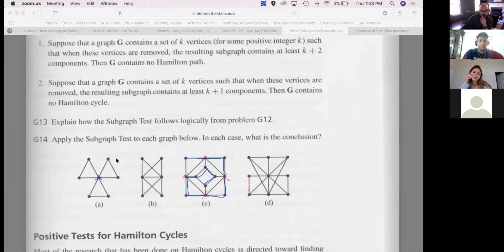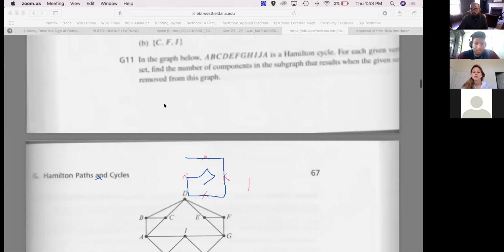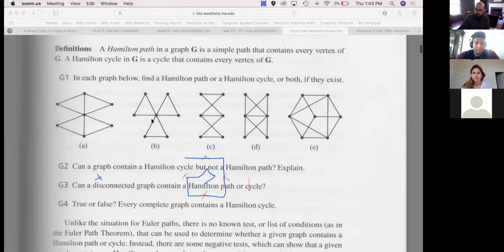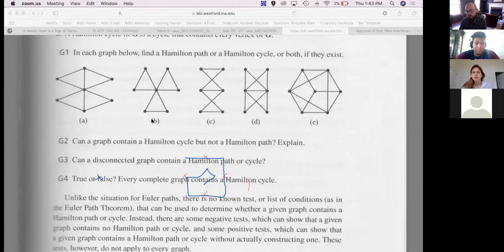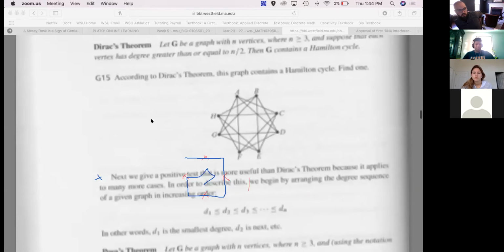And then for B, we said we'll take out these 2 right here. Makes 4 components. There's no cycle, no path, right? Yeah. So if you went all the way back up to question 1, those A and B, those 2 graphs were all the way back in question 1. Those are the 2 that we couldn't find any for, right? B and D. So we couldn't find any for those. Now you have a reason why there's none, right? I just couldn't find any. Now it's like, here's a reason why there's definitely not.